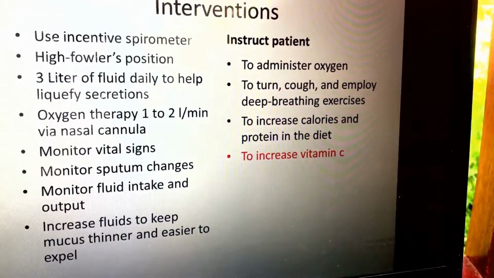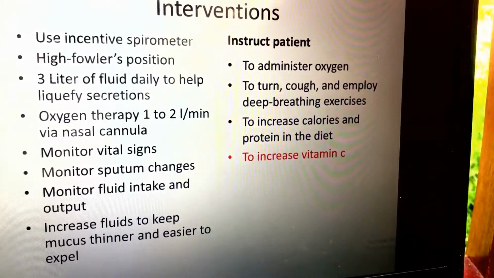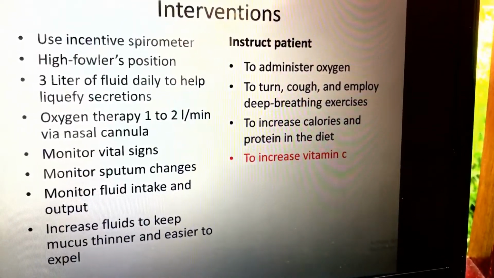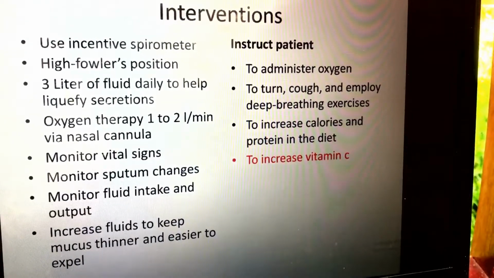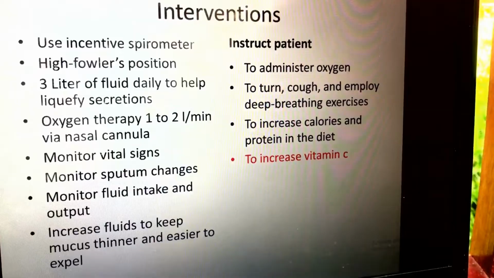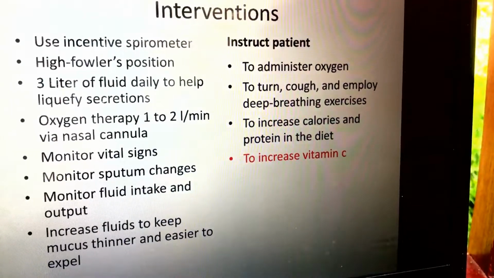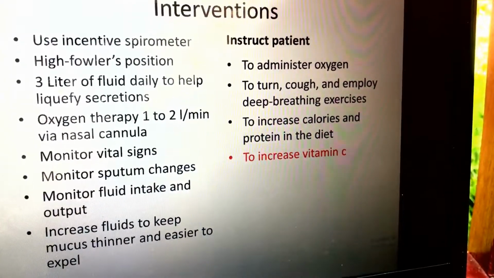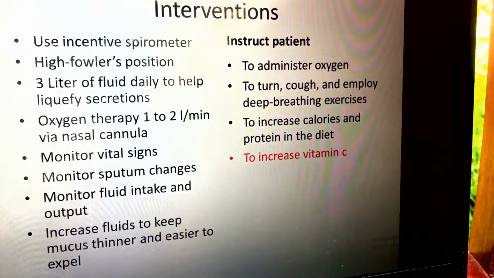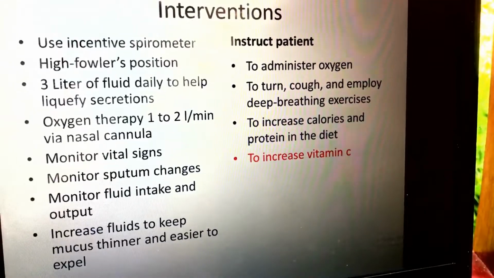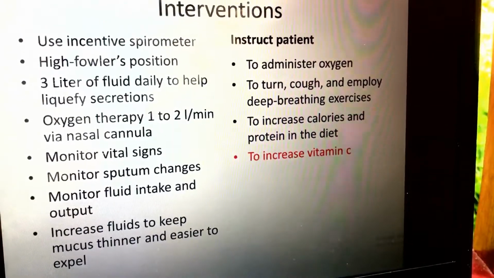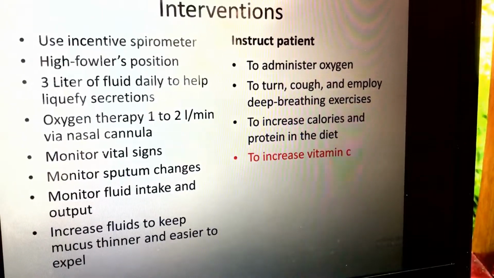What we will instruct the patient: instruct to turn, cough, and employ deep breathing exercises, and to use the incentive spirometer if you have it. If you don't have it, the client can exercise deep breathing. Also increase calories and protein in the diet, and increase vitamin C in the diet.